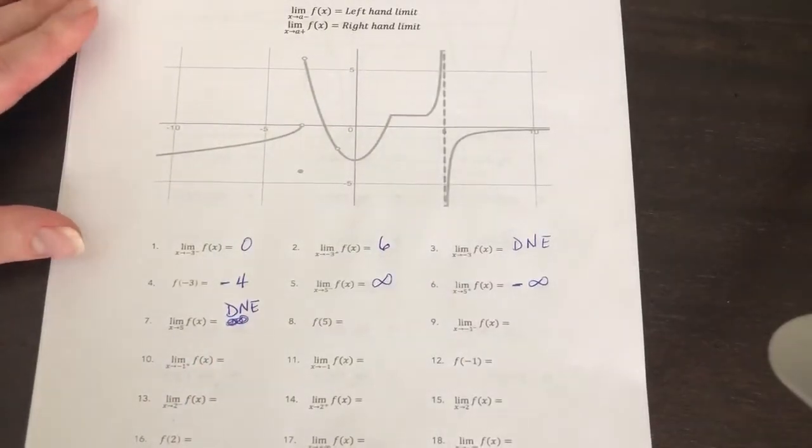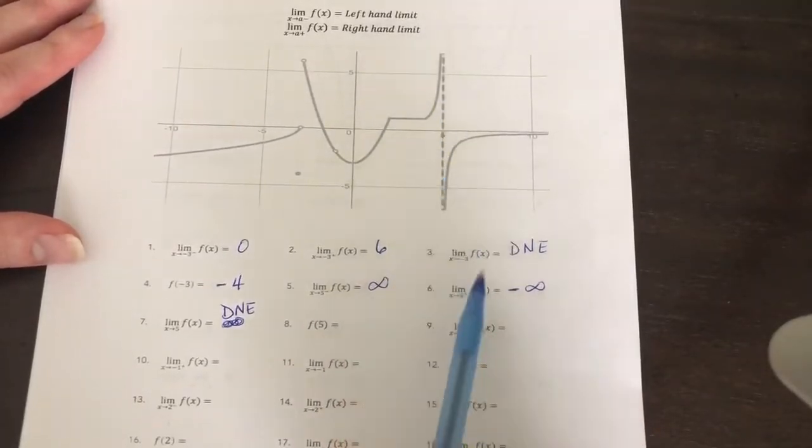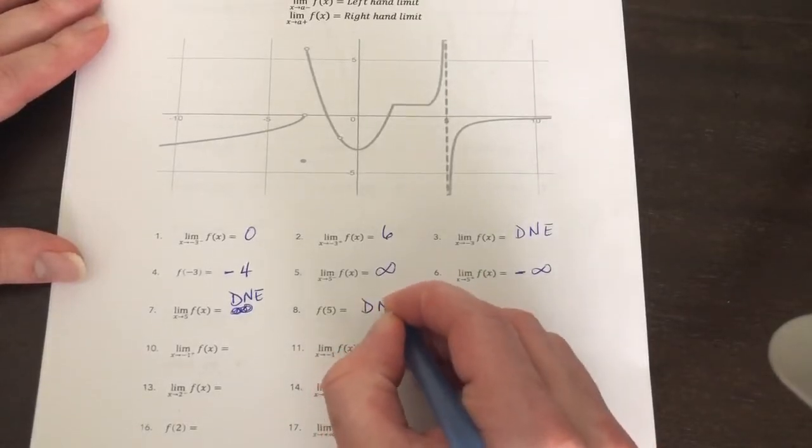Okay? And f of 5. F of 5 does not exist. There's not a point on a vertical asymptote. Okay? It's all dotted lines. So it's going to be does not exist also.